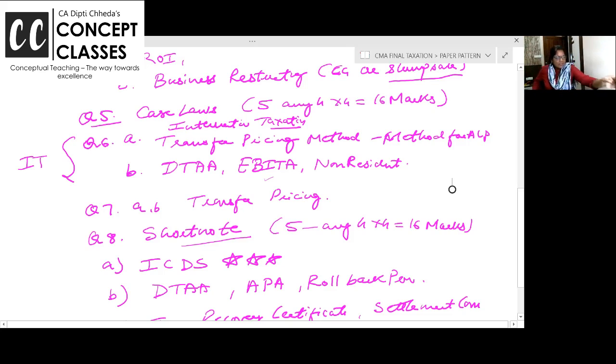Any doubt in the concept weightage wise? See, we have not left any topic. Penalties also we did for 3 classes. ICDS we have done 5 classes. Equalization levy, advance ruling, settlement. See, when you now read, you read from the running notes first. You'll be very clear.